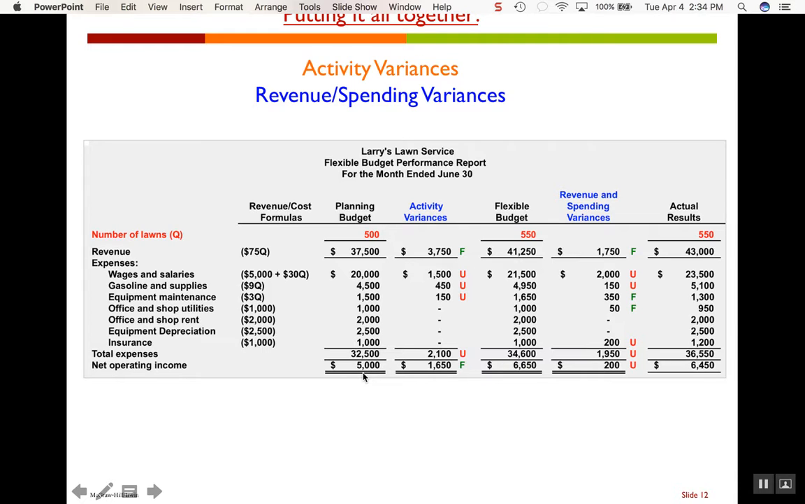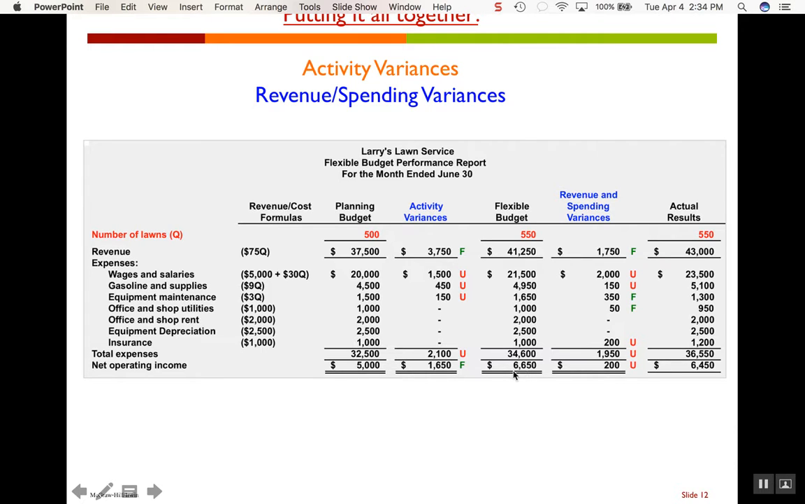Now, it's a great thing to set a budget because then we at least know if we're in the ballpark or not. But now what we're going to do is skip to this column over here. We're going to say, you know what? I actually mowed 550 lawns. So at 550 lawns, I should have taken in this much revenue, I should have had this many expenses, spent this much gasoline, and so on and so on and so on.